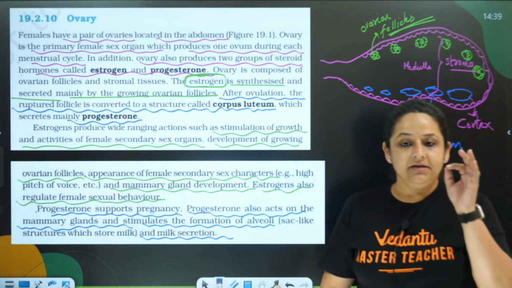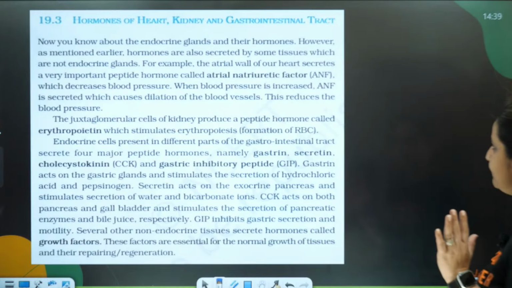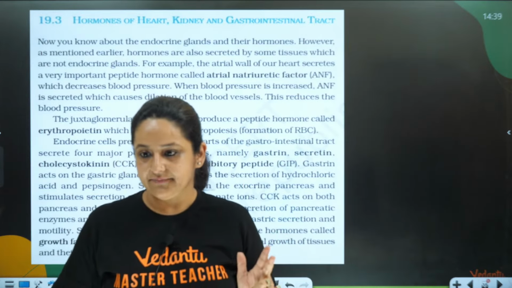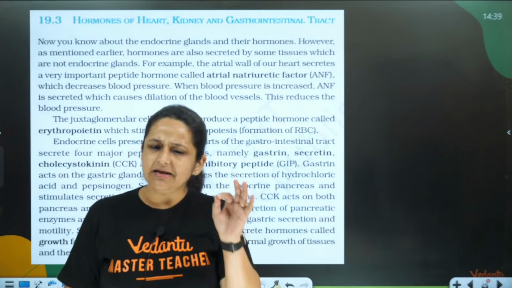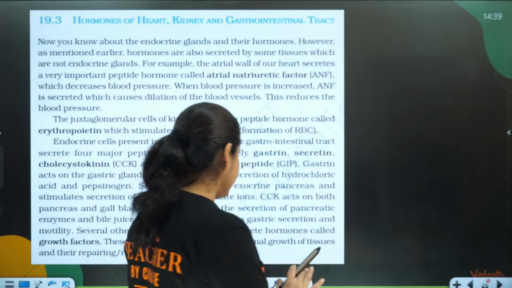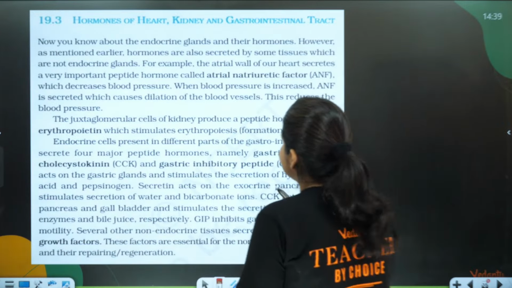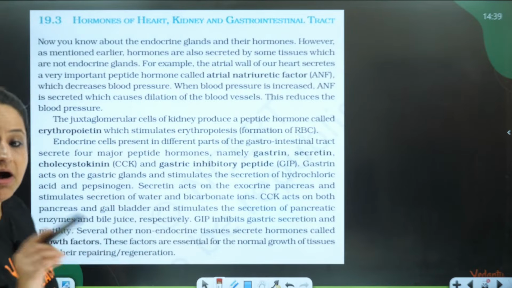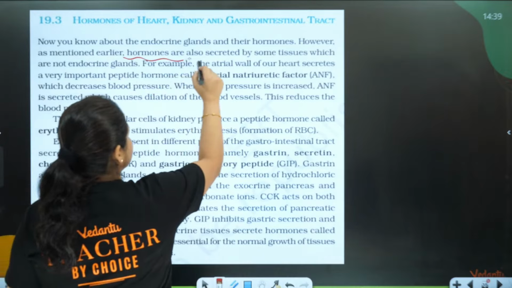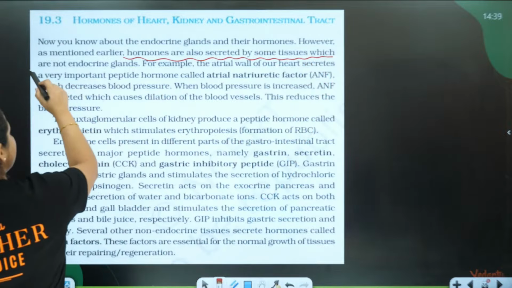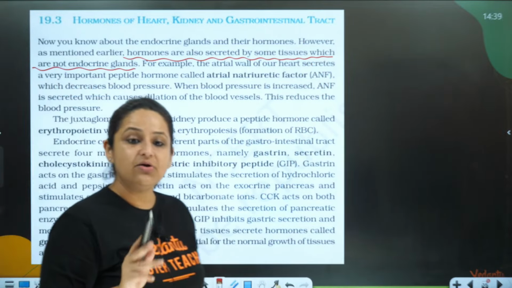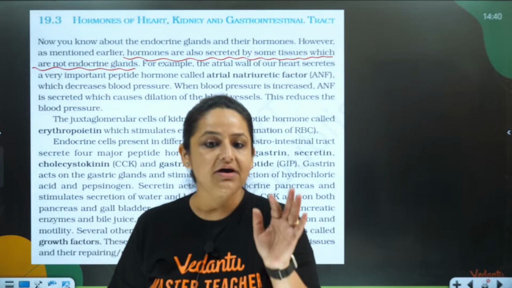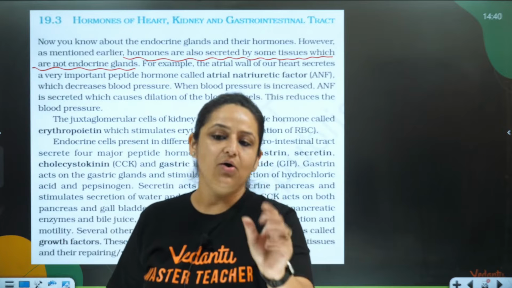Chalo, lovely. Now we are left with another group: the hormones of the heart, kidney and gastrointestinal tract. This is also very interesting. A little part of this we have already studied, so let's come to this directly. We know the endocrine glands and hormones, but apart from these, hormones are also secreted by some tissues which are not endocrine glands. It is not necessary that hormones are released only by endocrine glands.